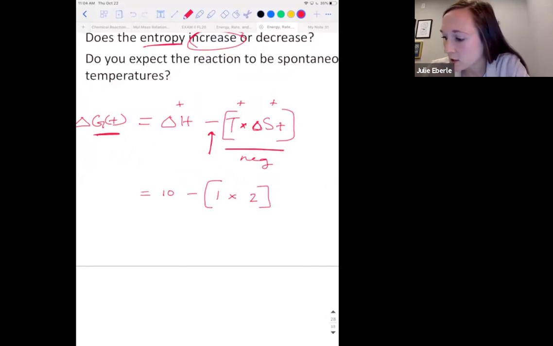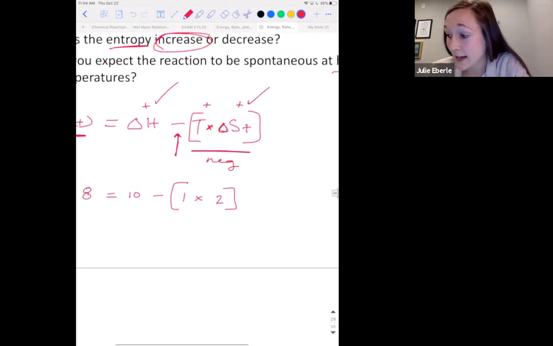We know our delta H and our delta S are positive, so that's why I plugged in all positive numbers here. What is our delta G? 10 minus 1 times 2. You should get a positive 8.